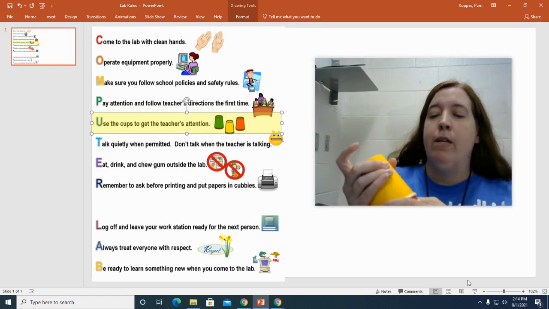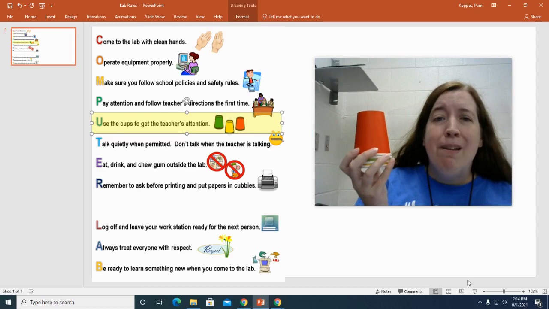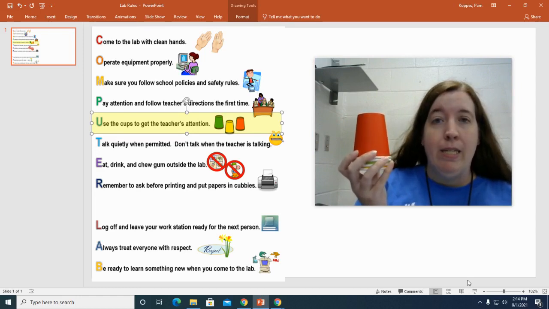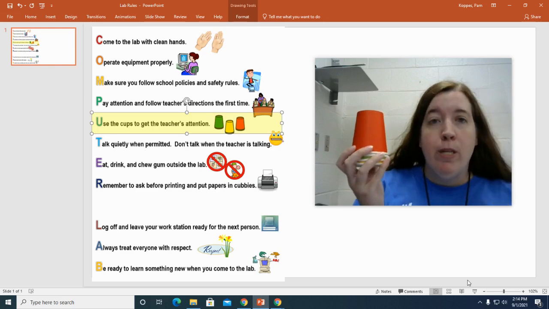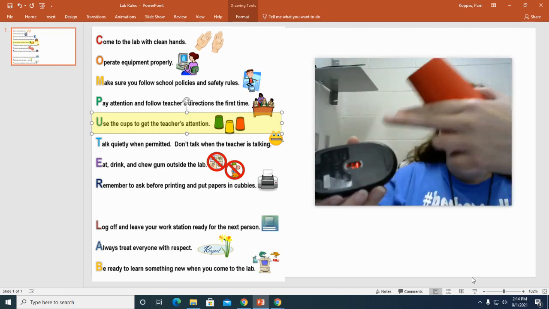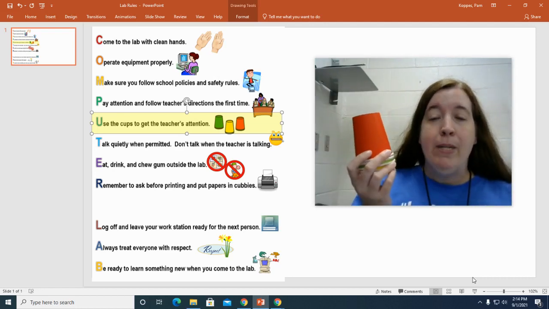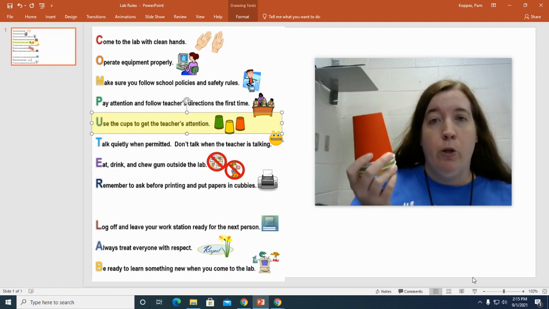The next cup is the red cup. We don't use this cup very often, but sometimes the computers break. If your computer breaks, meaning the power goes out on it, or the mouse doesn't have that light at the bottom, it is off. If your computer is broken, you would need the red cup to signal to me that I have to come fix your computer.